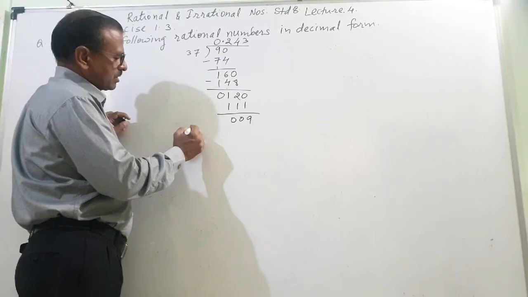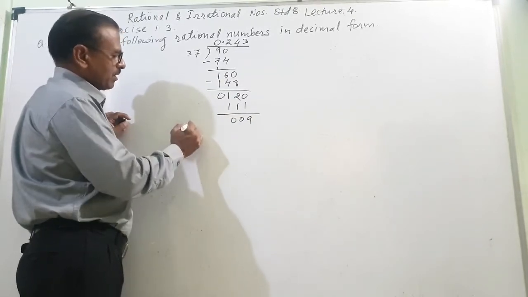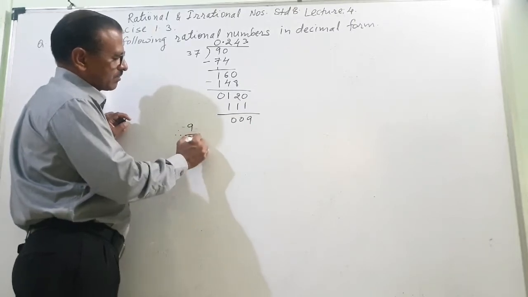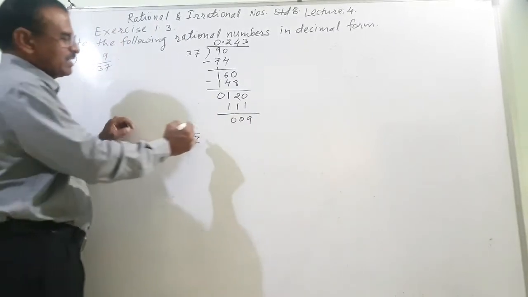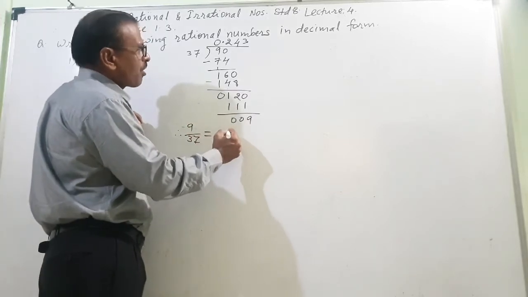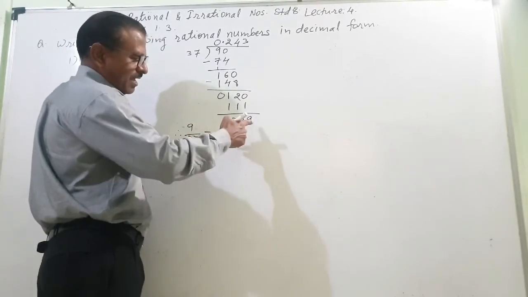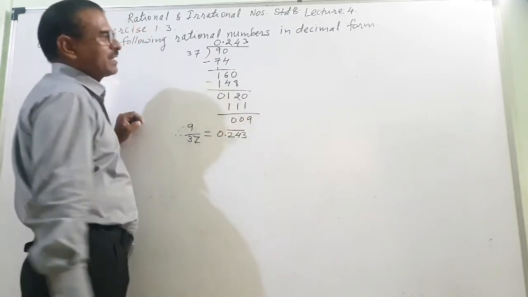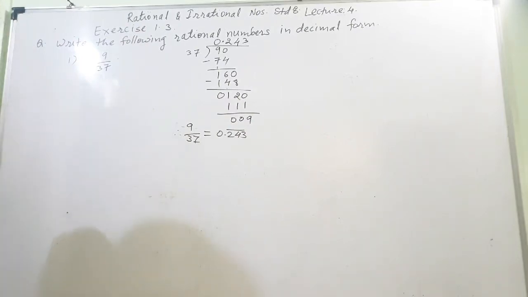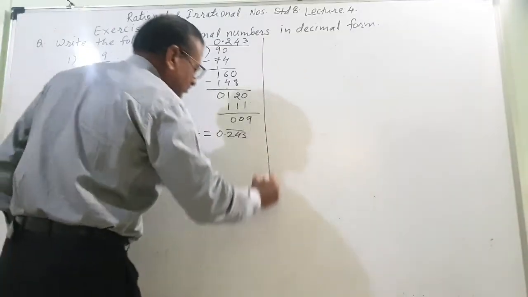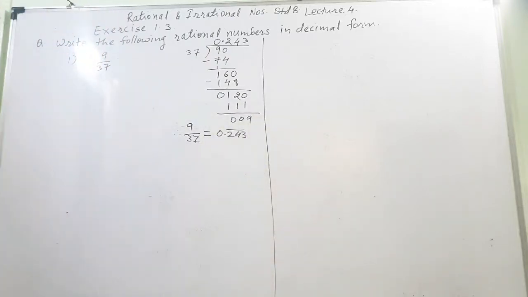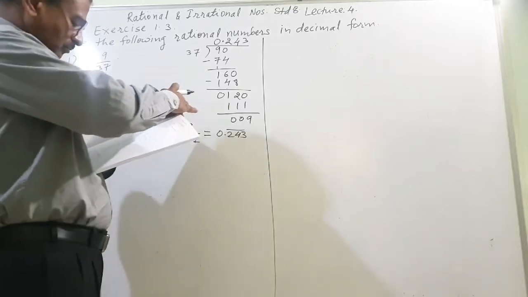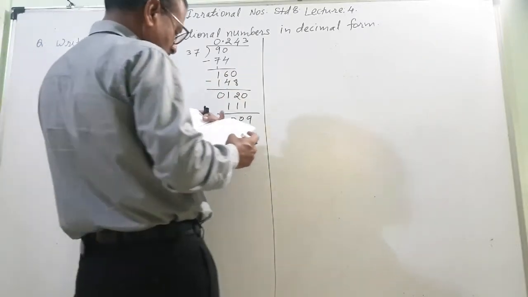Therefore 9 divided by 37, this is our question. 9 divided by 37 is equal to 0.243 recurring. The remainder is the same, so this is recurring. This is the answer. Hope that you have understood this. Some more examples we will see. The third one.